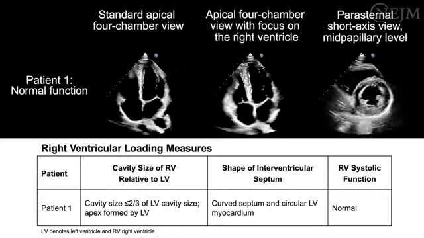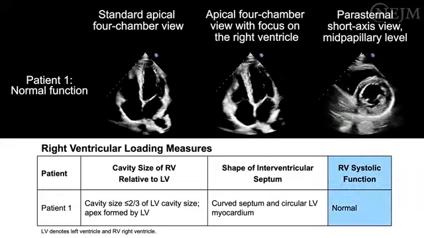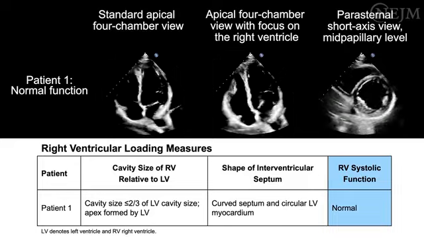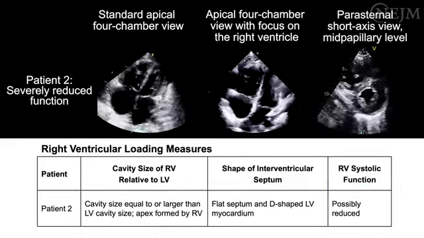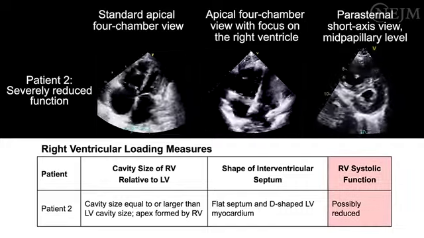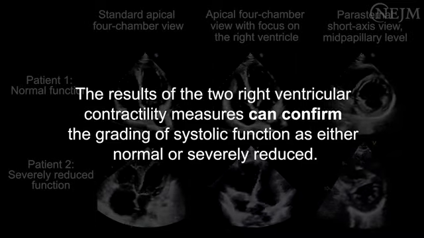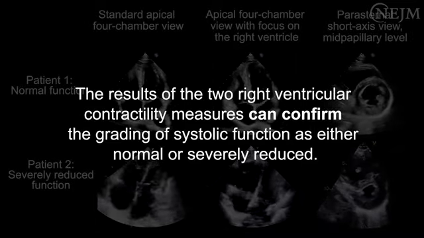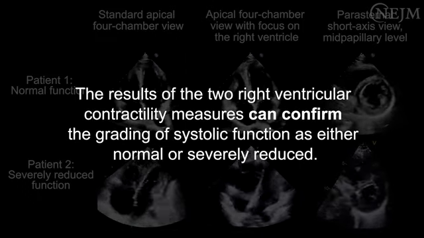If both loading measures are normal, as in patient 1, then right ventricular systolic function is likely to be adequate. In contrast, if at least one of the loading measures is abnormal, as in patient 2, then right ventricular systolic function is possibly reduced. The results for the two right ventricular contractility measures can confirm the grading of systolic function as either normal or severely reduced.